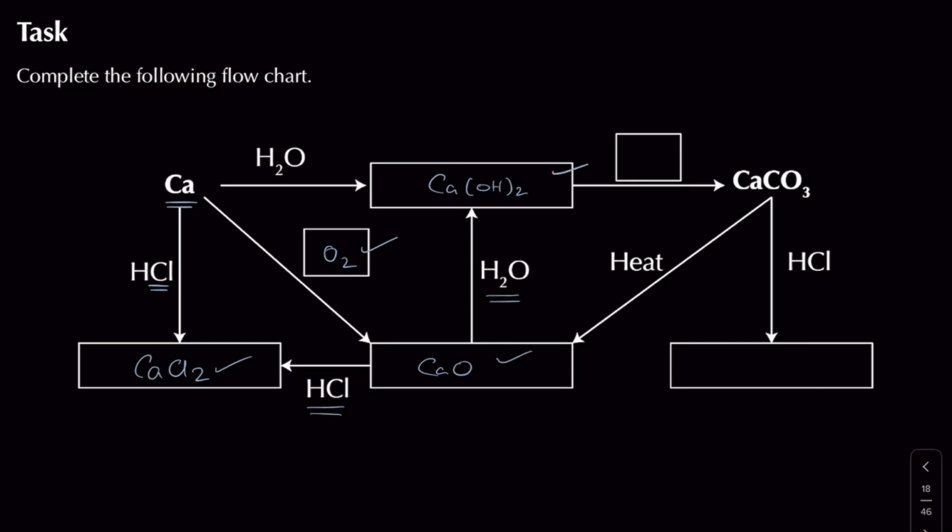Now, what about the next one then? Calcium carbonate. Well, a metal carbonate can react with, of course, hydrochloric acid, and we can end up forming a salt, and then we also produce carbon dioxide as well. In this case, the salt is going to be calcium chloride because, of course, I've got hydrochloric acid over here.